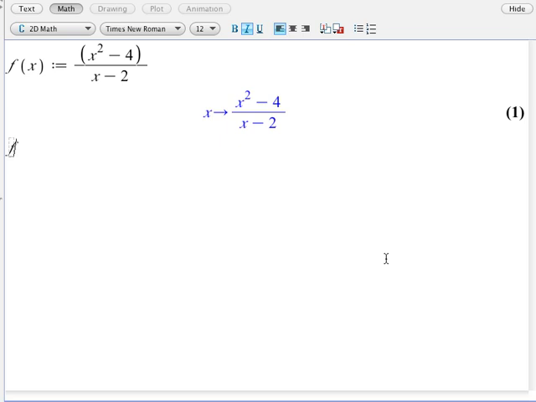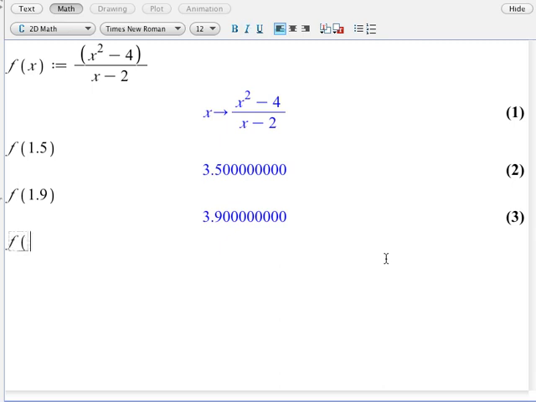So what is f of 1.5? Well, I'm going to start putting in these values to fill in that chart. F of 1.5 is 3.5. Well, what is f of 1.9? I'm starting to get closer and closer to 2 now. That's 3.9. Okay, well, maybe it's getting close to 4. So what is f of 1.999? That's 3.999. Well, that really looks like it's getting closer and closer to 4.